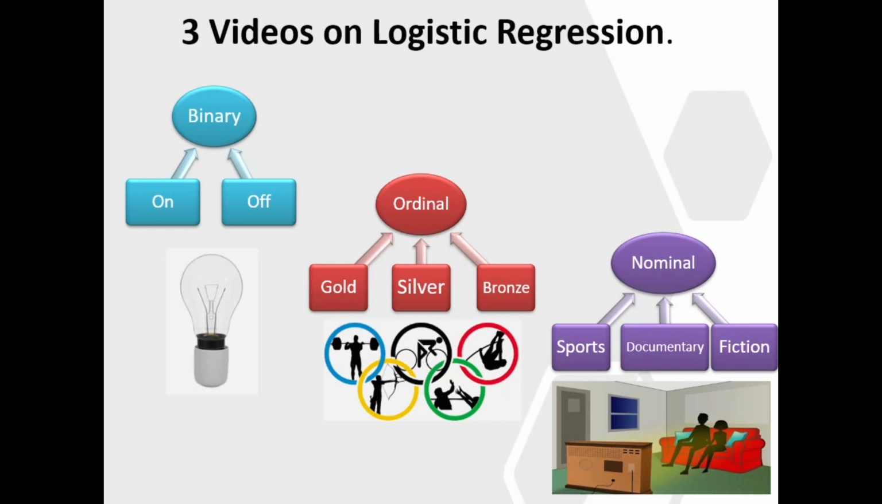The intention is that it's going to be a series of 3 videos on logistic regression. Now, you've probably done regular regression before. In regular regression you have a continuous response, but in logistic regression we have a categorical response, and logistic regression can be binary, ordinal or nominal. With binary, bi indicating 2, we only have 2 states to the response, for example on and off on a light bulb, heads and tails, or yes and no.